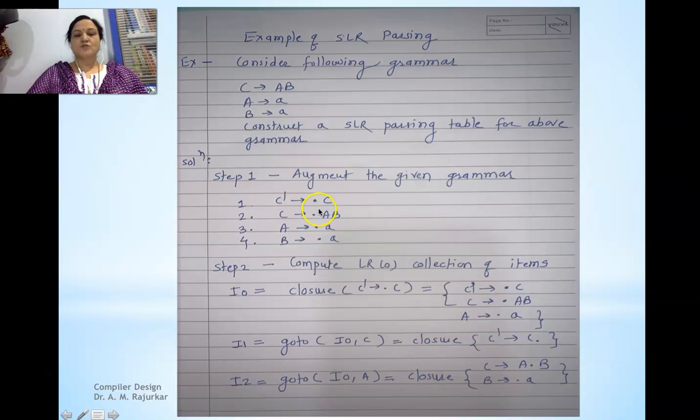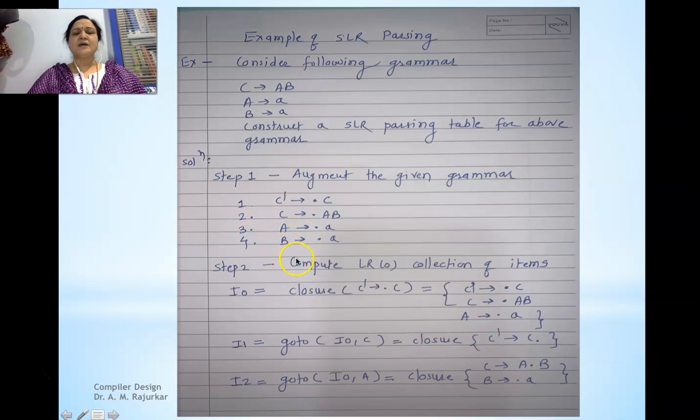Once augmentation is over, we give a number to each production, so that while writing in the table, we need not write the whole production. We can write only the number of the production by which we are reducing. So this production number is 1, this production number is 2, 3 and 4.